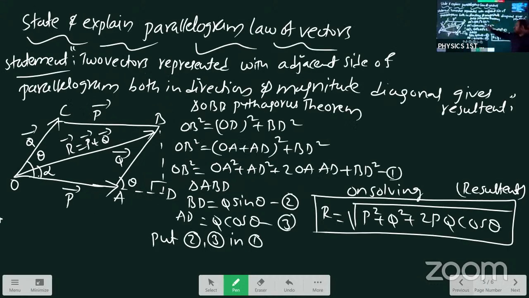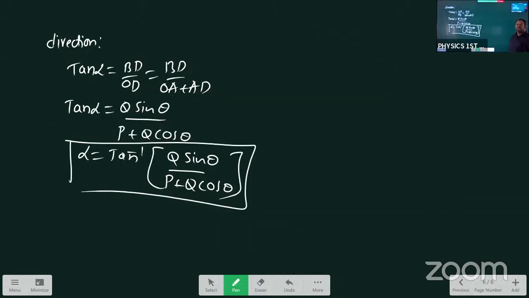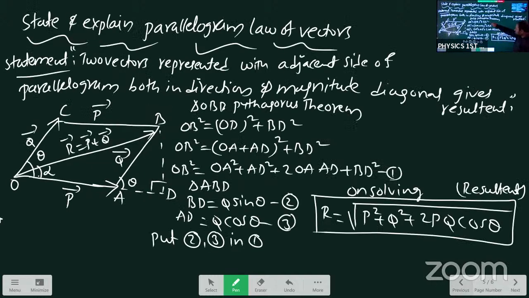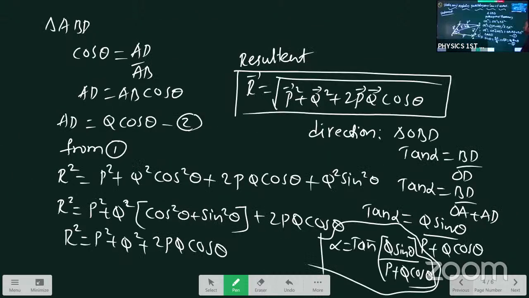Statement, diagram, equation, alpha equation. Statement 1 mark, diagram 1 mark, resultant equation 1 mark, alpha equation 1 mark. These are the 4 scheme of evaluation points for students. The remaining steps are very few. This is the short method for the parallelogram law of vector. You can go like this, the alternate method, or the total enlarged method.